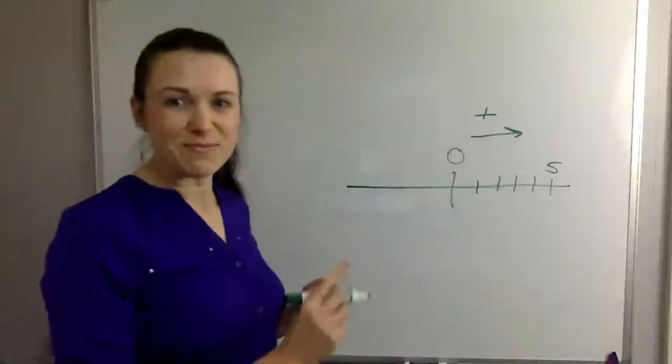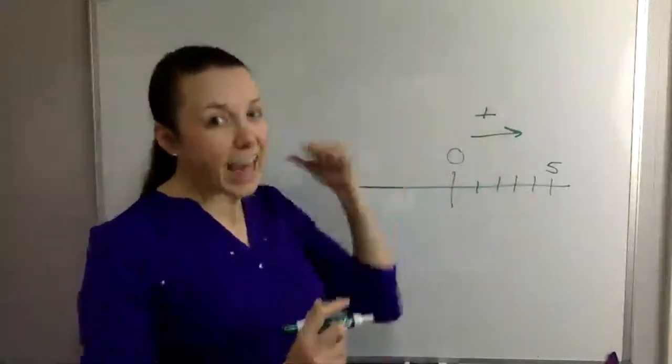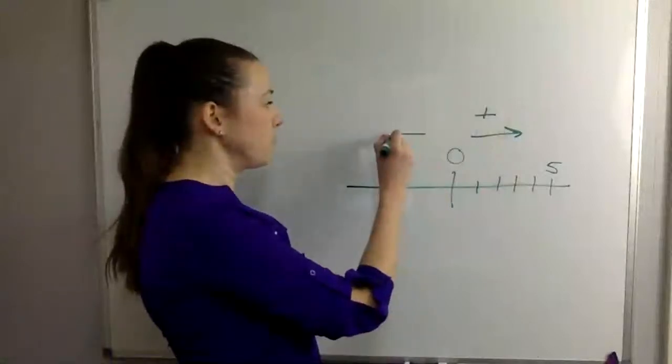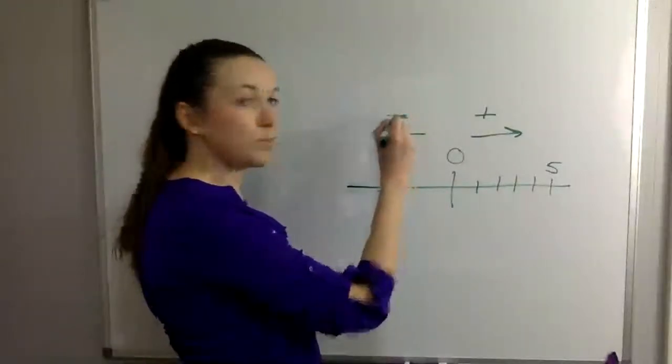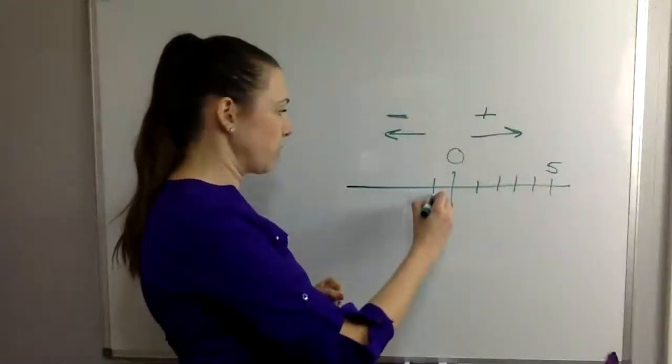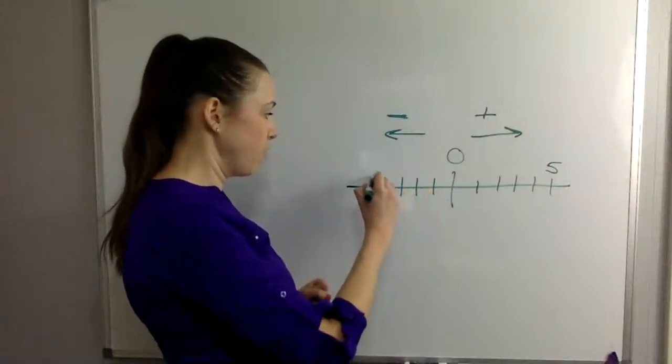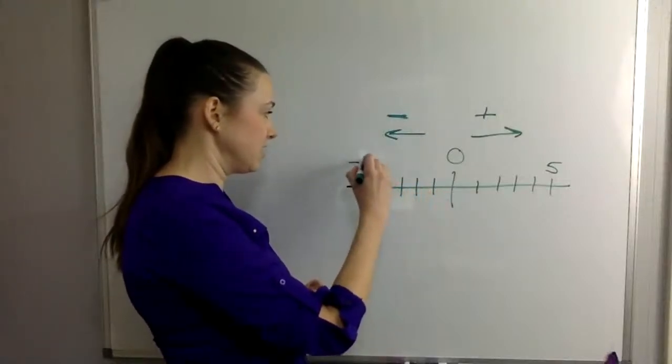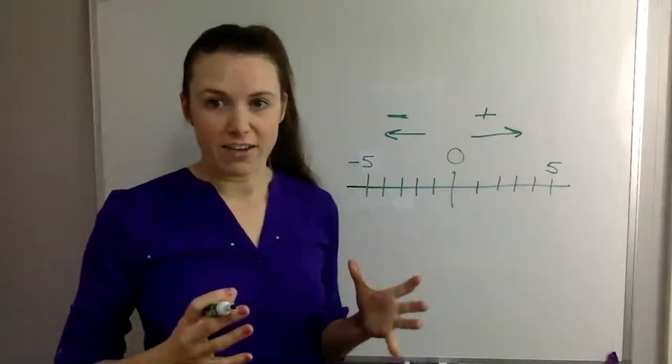Okay, whenever we go to the left, it's subtracting, okay? So we're going to go 1, 2, 3, 4, 5. And so this is negative 5.